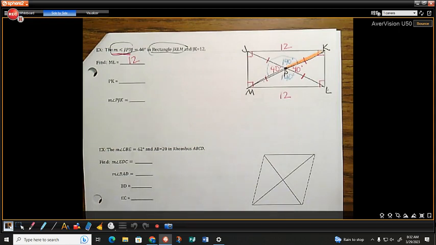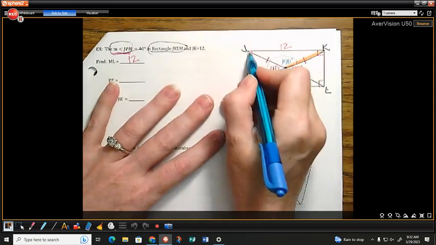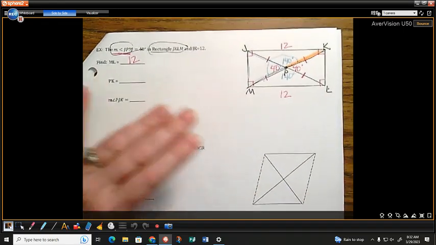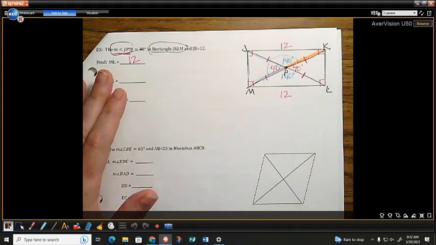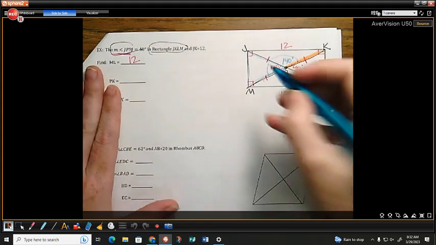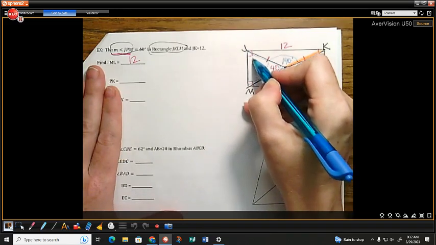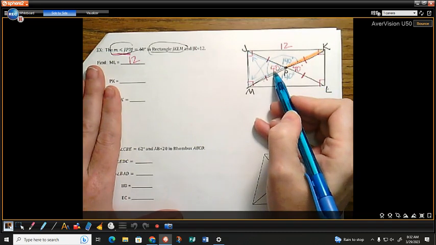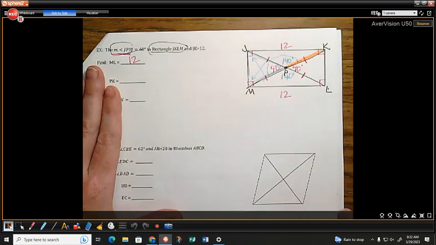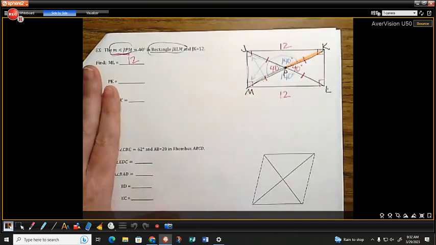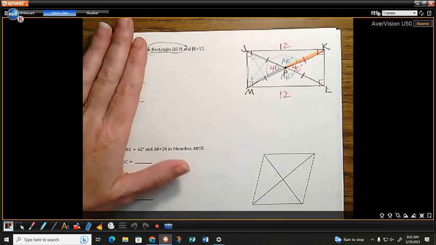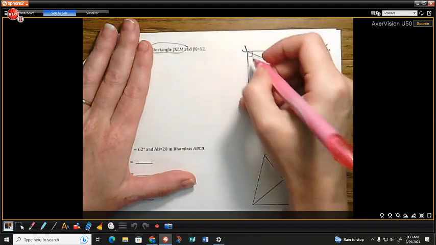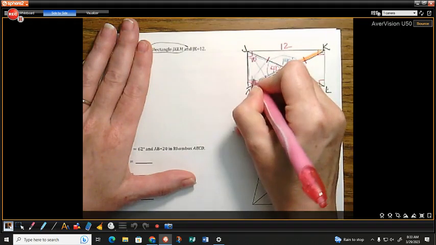Wait a second. What shape is this? Triangle. What kind? It's isosceles. And in a triangle, if you have two congruent sides, you have two congruent opposite angles. And I know this one's 40. So can I figure out how much these other two guys at the bottom are? Yeah, 70. Because 40 taken away from 180 is 140, divided by 2 is 70 here and 70 there.